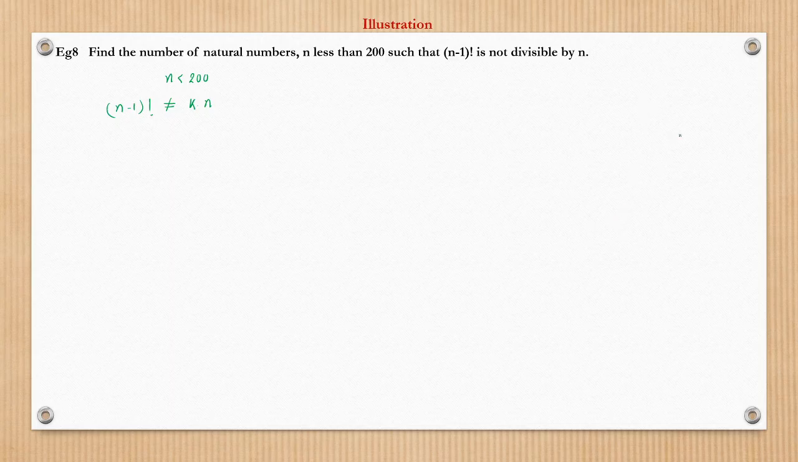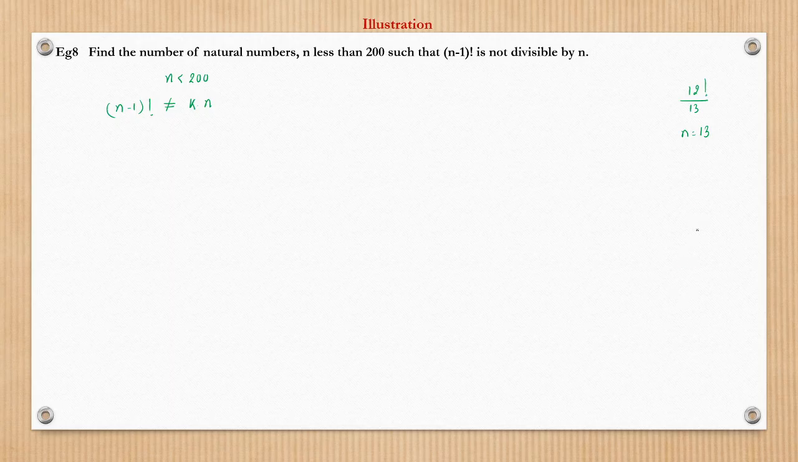See, if I consider a prime number n equal to 13, will 12 factorial be divisible by 13? No. Why? Because 13 is a prime number, so it has no factors, and 12 factorial is a multiple of all the numbers less than or equal to 12. So 12 factorial does not have 13, so this 13 will not cancel out from the numerator. Therefore, this is not divisible.